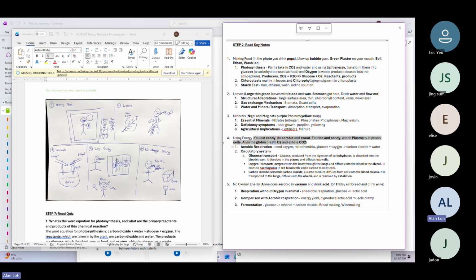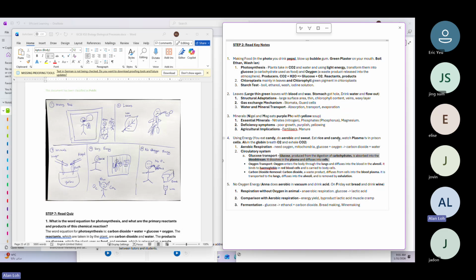Okay, glucose plus oxygen is the reactant. The product is carbon dioxide and water, right? Then eat rice and candy, watch plasma TV in prison cell. This is to explain the glucose transportation. Right? With those keywords, rice candy is carbohydrate, because rice is carbohydrate, turned into glucose.